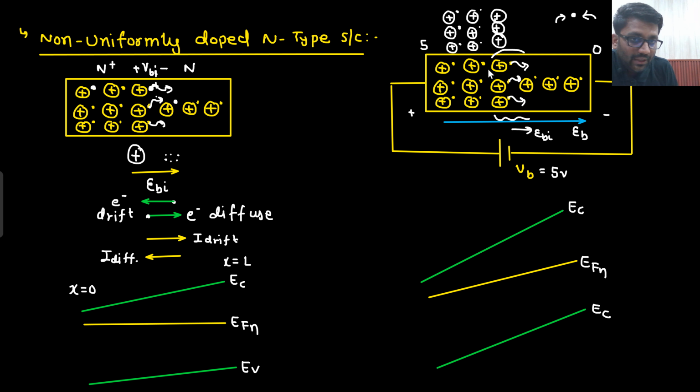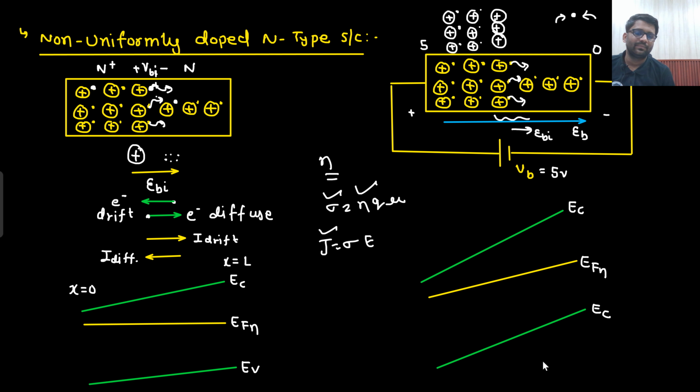Because of that, this particular region will have more resistivity. If charge carriers are present, that means n value is high. What is the value of sigma? Sigma is n q mu. So if charge carriers are present, then n is good enough, that means sigma is good enough. If sigma is good enough, then J equals sigma E, current would be good enough.